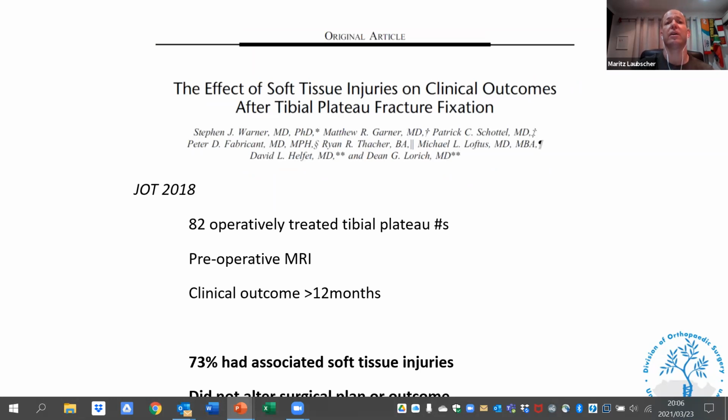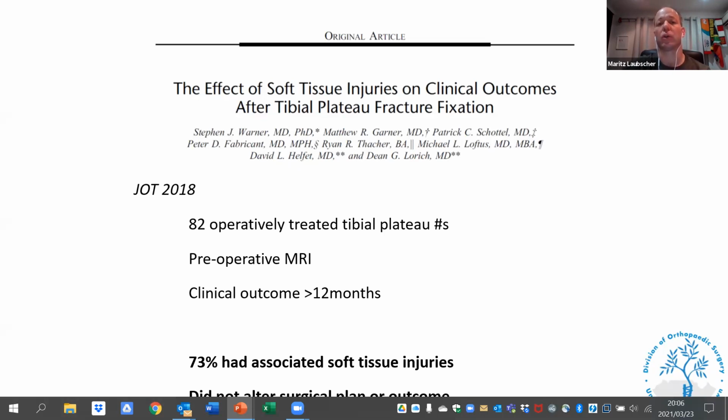So from the same center, both in 2018, they looked at 82 consecutive tibial plateau fractures, and all the patients had an MRI scan at presentation. They were treated according to the standard protocols at the unit, and they looked at the clinical outcome at 12 months. And they found in this series, interestingly, that 73% of tibial plateau fractures had an associated soft tissue injury that you can identify on an MRI scan, although in almost all the cases it didn't alter the surgical plan or the outcome. So that was more reassuring.